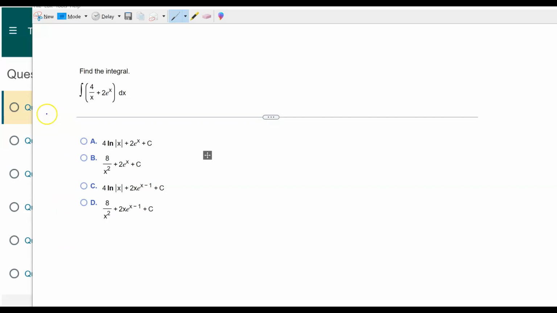So to integrate this, we will just distribute the integral to each term inside the parentheses. That means we're just going to integrate term by term. So this is the same as integrating 4 over x, and then integrating also 2e to the x with respect to x. And we can factor out the constant here. We have 4 integral of 1 over x dx plus, take out 2, integral of e to the x dx.